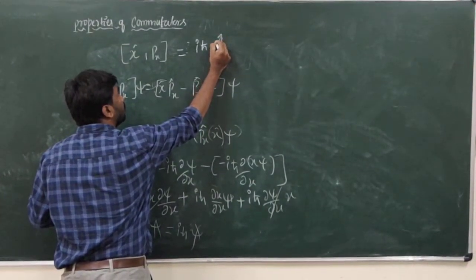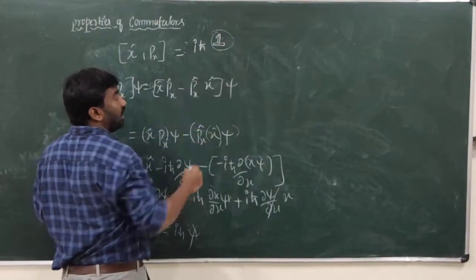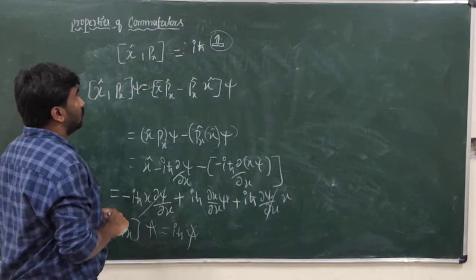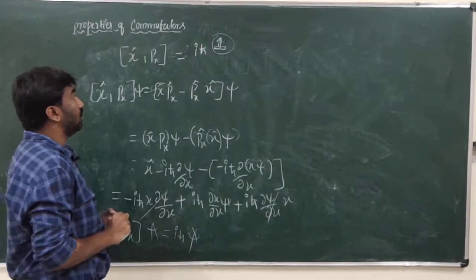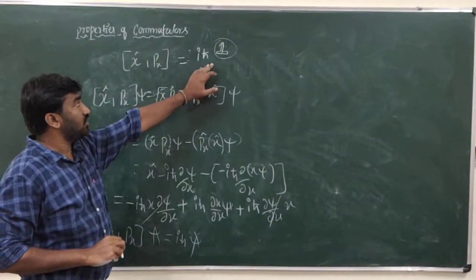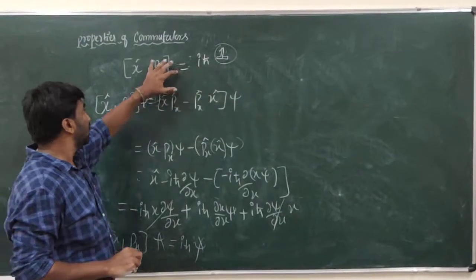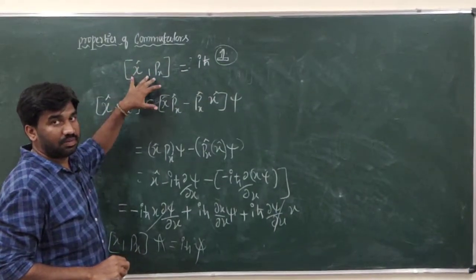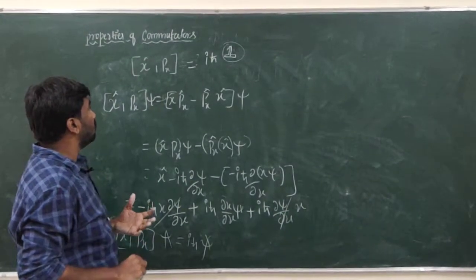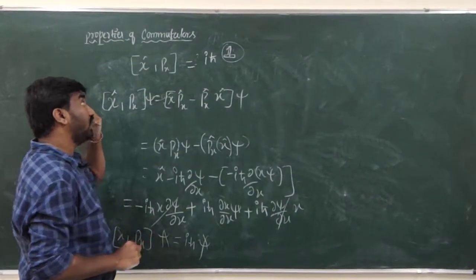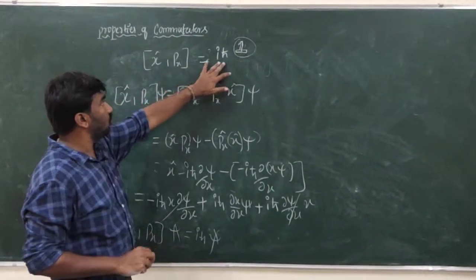You have to write it like this, which represents the identity matrix. Other than these diagonal elements, all other elements will be 0 here. So instead of writing just i h-bar, we write it in terms of the identity matrix, because x and px are n dimensional matrices. So [x, px] is equal to i h-bar.